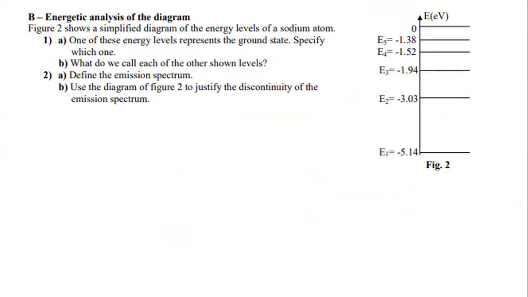Now, energetic analysis of the diagram. Figure 2 shows a simplified diagram of the energy levels of a sodium atom. One of these energy levels represents the ground state. Specify which one. The ground state corresponds to the lowest state, which means it's E1. So part 1A, E1 is the ground state, since it must be the lowest.